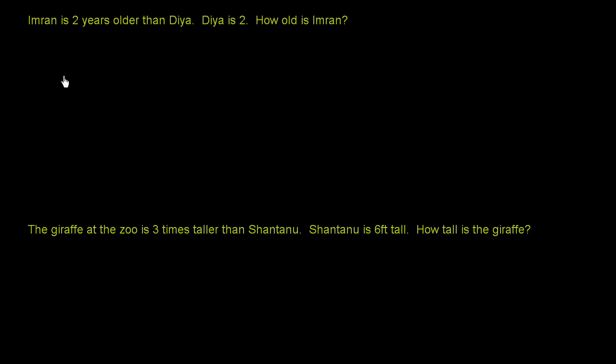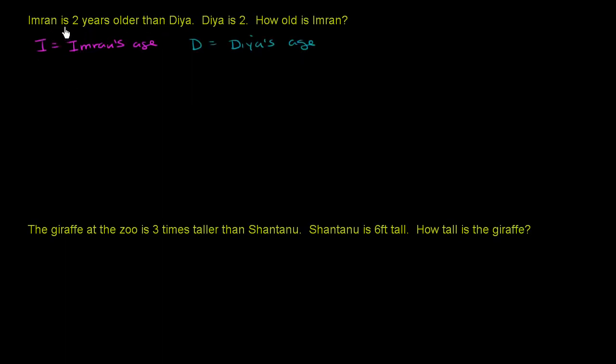So let's use some letters to represent Imran and Dia's ages. Let's say that I is equal to Imran's age, and let's say that D is equal to Dia's age. So given that, what does this first sentence tell us?